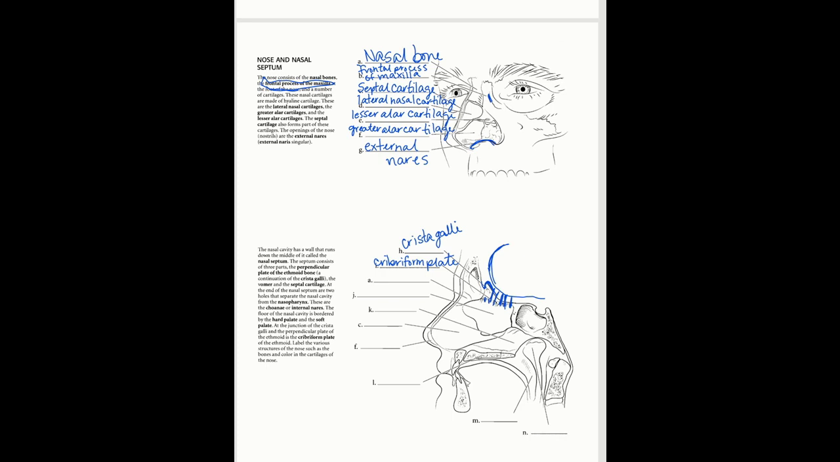Moving on from there, again we have the nasal bone. Okay, and then here at J, this is what I was talking about earlier. This is the perpendicular plate.